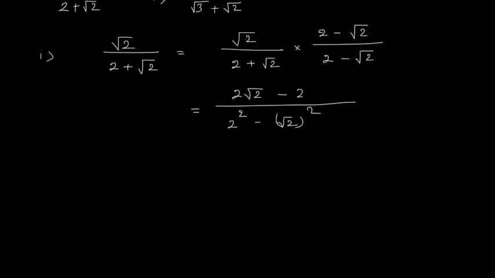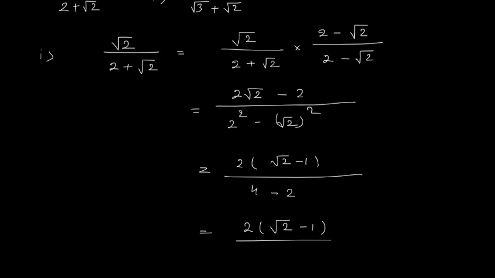So this is equal to, I will take 2 common, this is root 2 minus 1, and in the denominator it is 4 minus 2. So this is 2 times root 2 minus 1, whole divided by 4 minus 2, which is 2. Now this 2 and 2 will cancel, it is root 2 minus 1. Okay, this is the first problem.